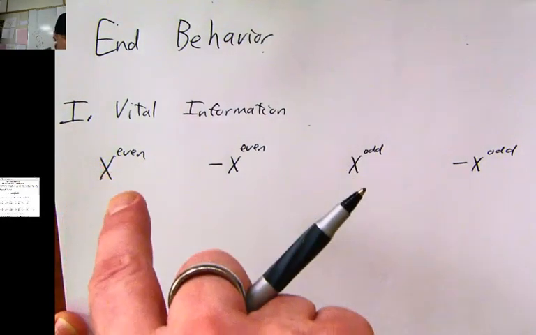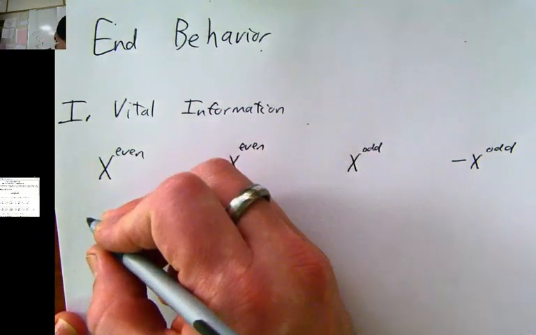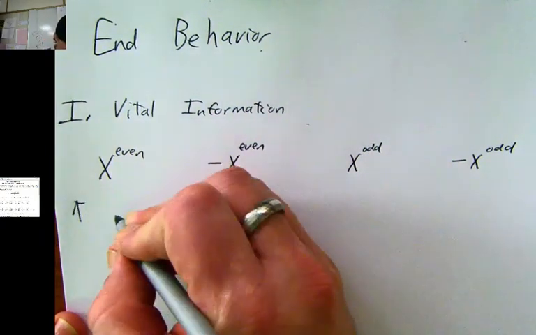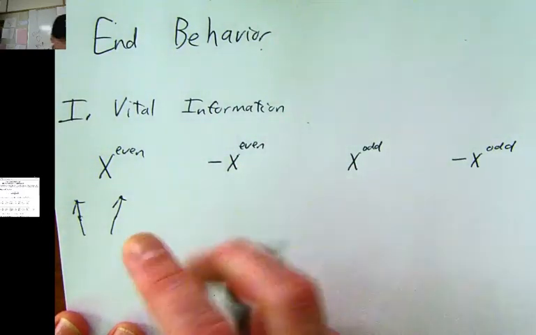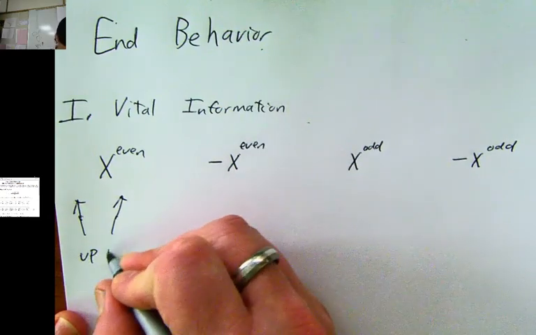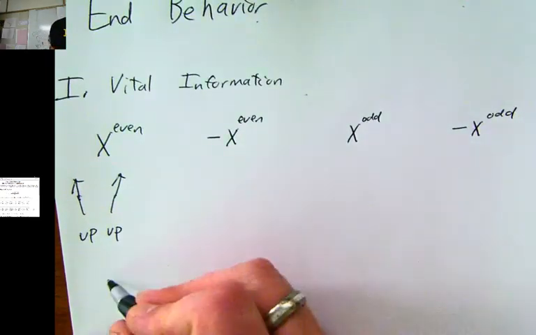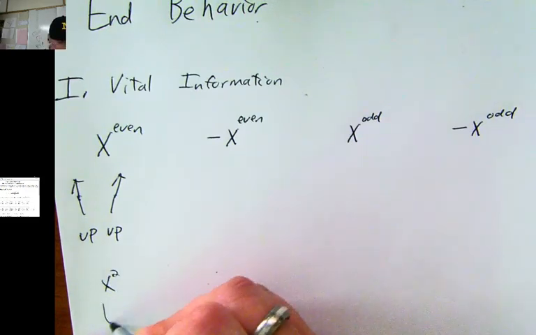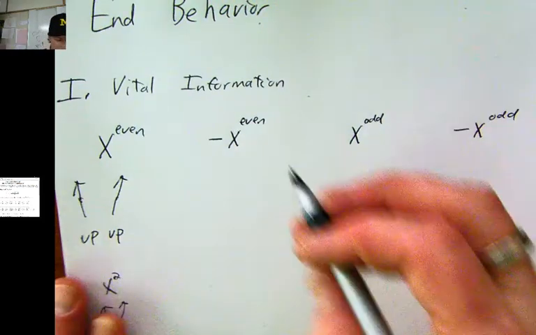If our function is an x to the even graph, the end behavior is up and up. Sometimes we draw arrows and show up and up. Some people prefer to say up and up. A good example of this, x to the even, would be like x squared. Positive x squared goes like this. The end behavior is up and up.